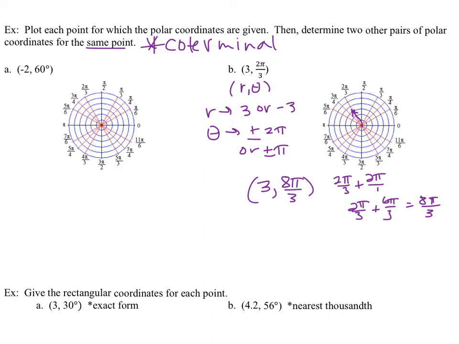Now, if we were to subtract that, meaning our angle would go clockwise, another possible theta rotation would be -4 pi over 3. That's another coterminal angle.